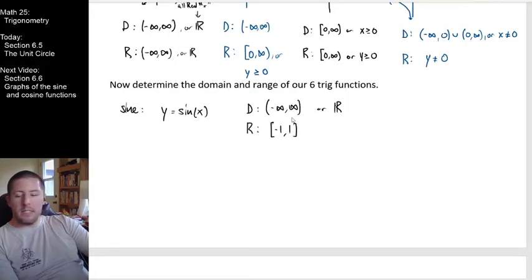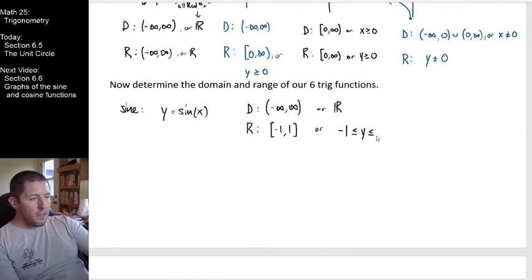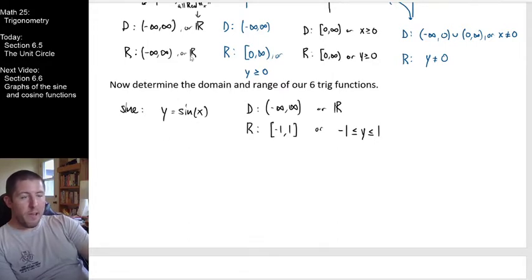I'm using brackets instead of parentheses to say -1 is an included value. You can get -1. I could say -1 is less than or equal to y is less than or equal to 1. Our output values are stuck between -1 and 1 and could be equal to -1 and 1. So there's our first one, our domain and range. And we saw our answer in the unit circle from last class period, basically.